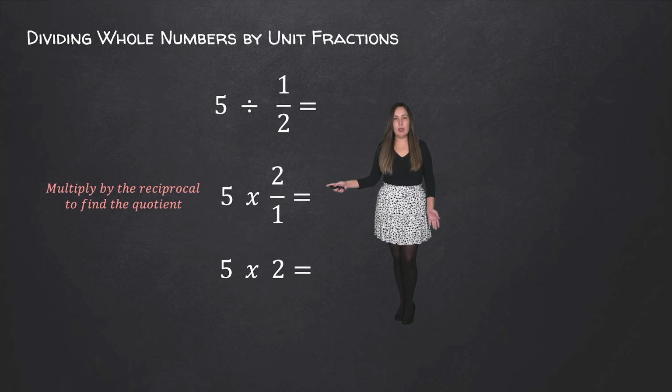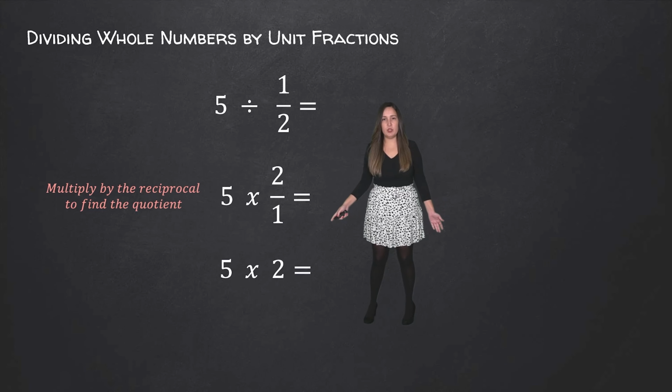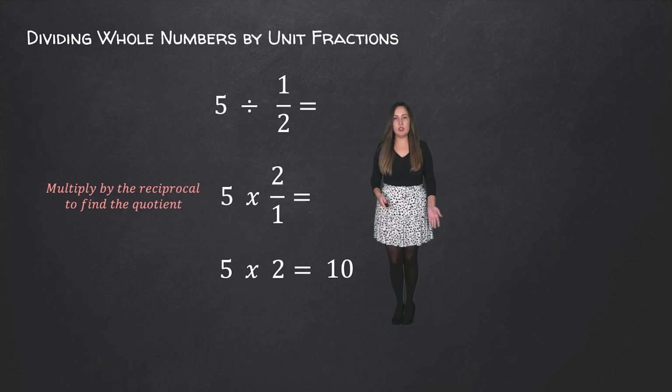Now, 2 over 1 is the same thing as 5 times 2. And we know that 5 times 2 is equal to 10. So 5 divided by a half is equal to 10.